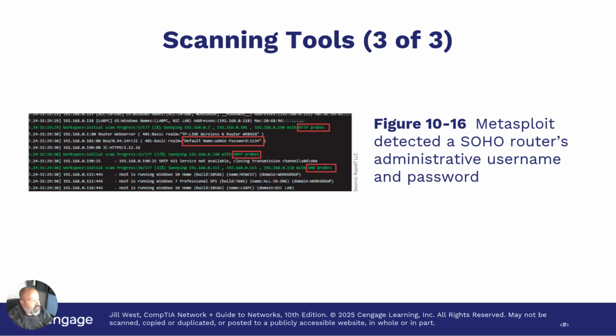So here's a graphic or an image of what Metasploit looks like in action. And look what it found. It found a SOHO router with the username admin and the password as 1234. That's the kind of password an idiot would suggest and have on their luggage. This is why we change default passwords, folks. Metasploit is basically saying, hey, I found your router's password and it's embarrassingly bad.